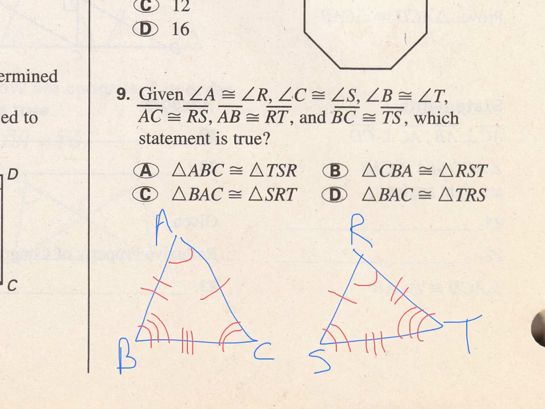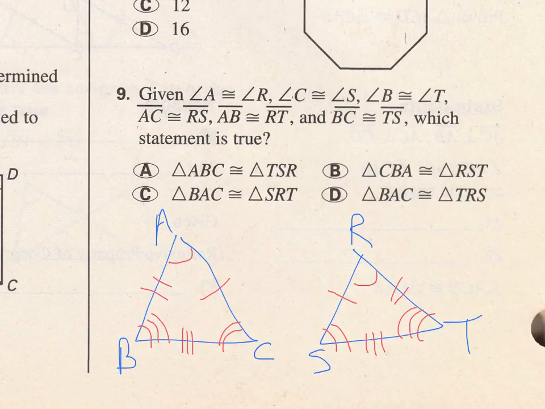So you got to look at A, B, C, and D. Which one of these is the true statement? Remember, when we name these triangles, you have to name them in the same order. So if I start with A, think about what point you got to start with on the other side.